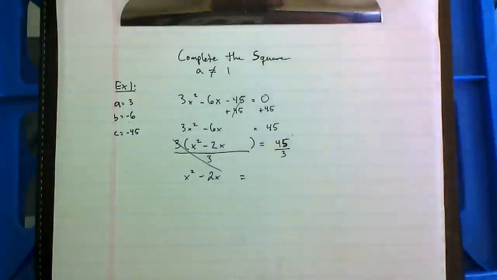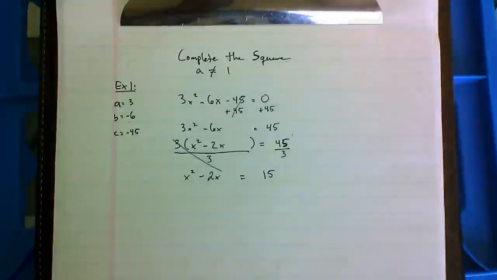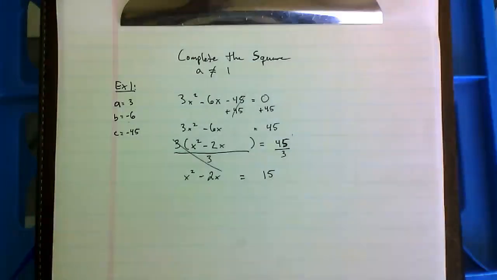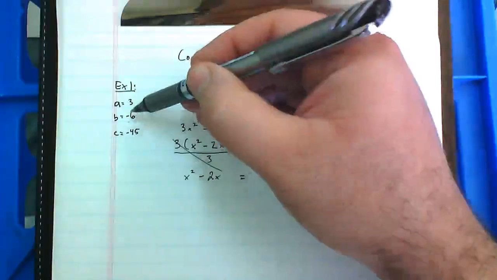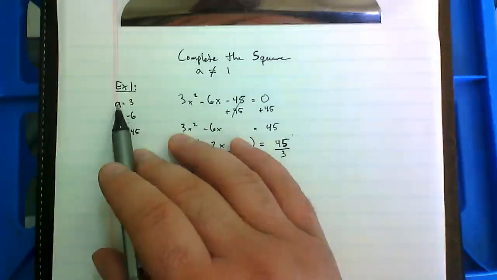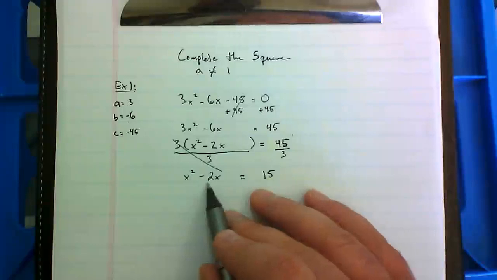Now step 3 is to divide both sides by the A that we factored out. So divide by 3 over here and divide by 3 over here. And so we're going to be able to cancel those. We're left with x squared minus 2x is equal to 45 divided by 3. And that is 15. So now it's looking good.